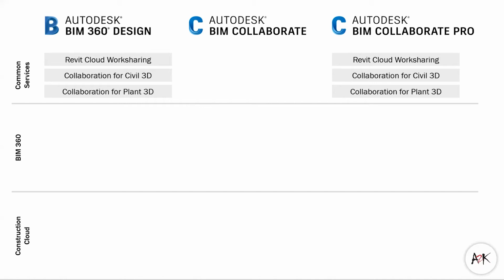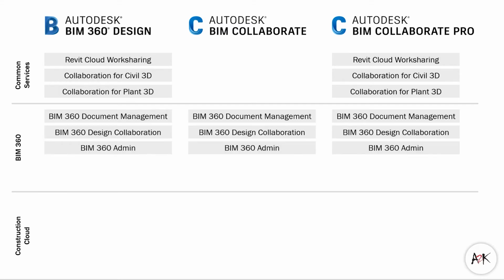As we touched on previously, the BIM Collaborate license or user is not an authoring user. So therefore, they don't require these design authoring services. Hence, they are not included. We also know underneath the BIM 360 design licensing that it also provided access to the BIM 360 document management, design collaboration, and the obvious administration. Those same three BIM 360 features are also now included under BIM Collaborate and BIM Collaborate Pro.